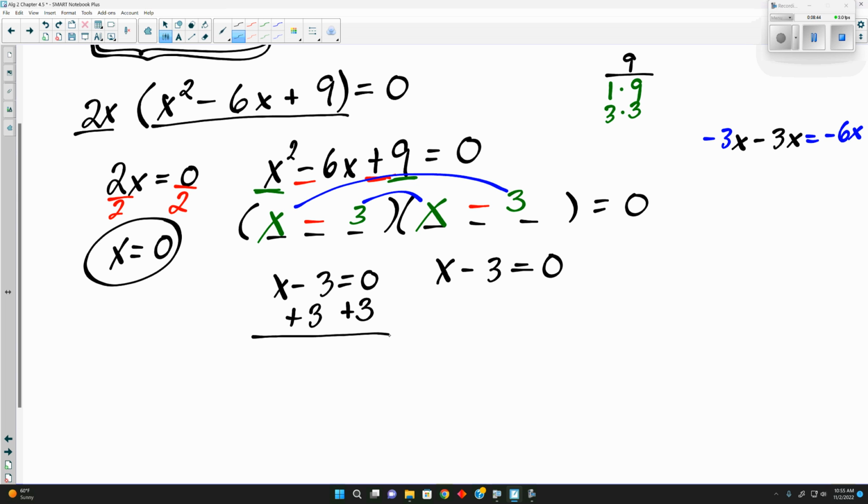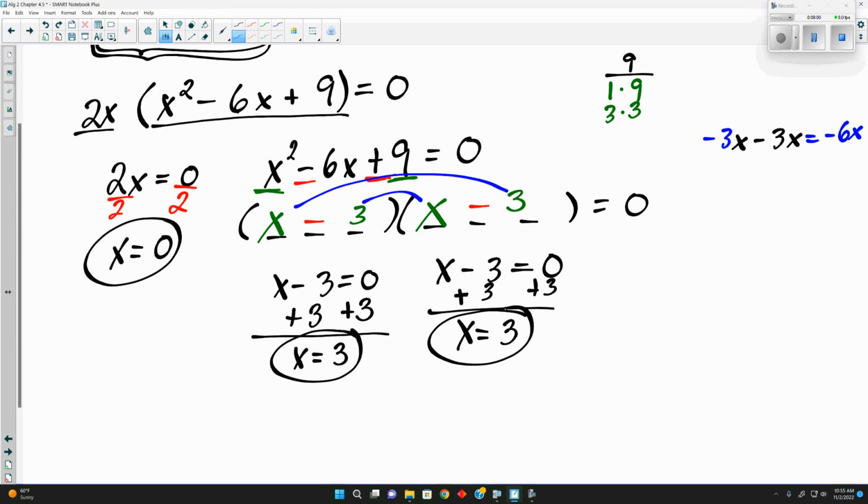So here we can add 3 to both sides, telling us x is equal to 3. And with the other one, we would add 3 to both sides, telling us x is equal to 3. So our solutions for this are 0, 3, and 3.